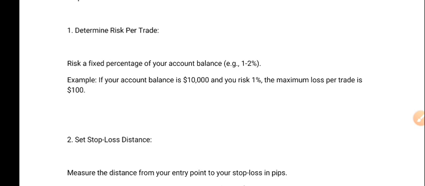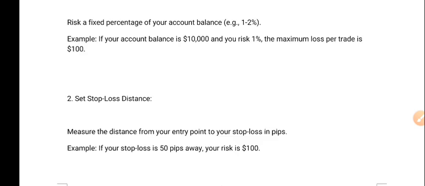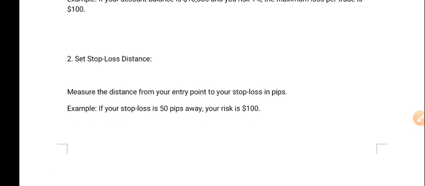But you get what I mean? Just 1 to 2% of your balance, and then you can use it per trade. There's a maximum, and then you maximize your profit. So this person is losing $100, but the person can potentially be getting something like $1K. You feel that?